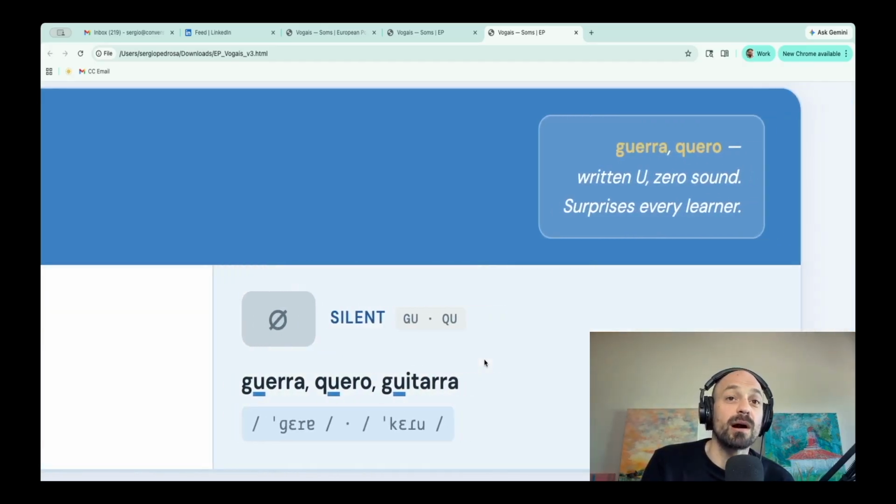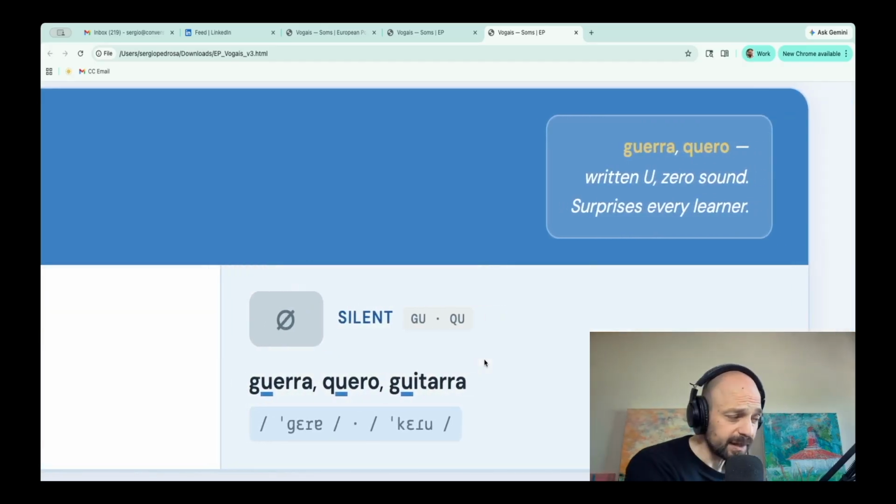And then we're going to get to our silent Us. And these are going to come up anytime that you're facing a GU or a QU that's followed by either an E or an I. That's it, right? If you have a QUE or a GUE, the U is largely silent. Guerra, the word for war. Guerra, right? There's no "gwerra."